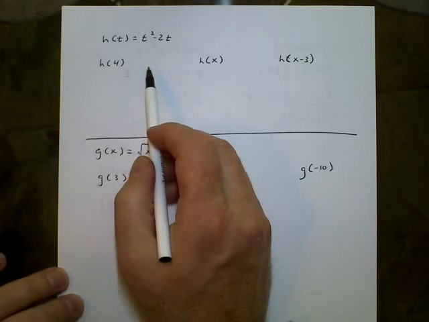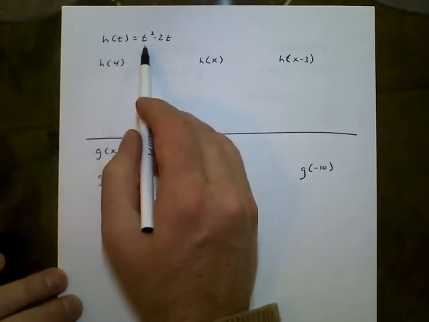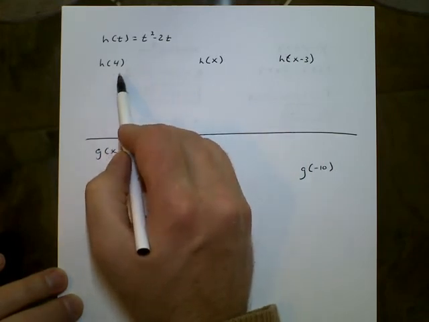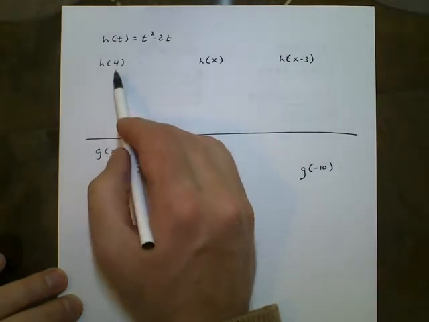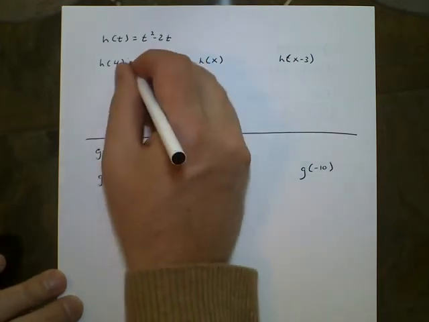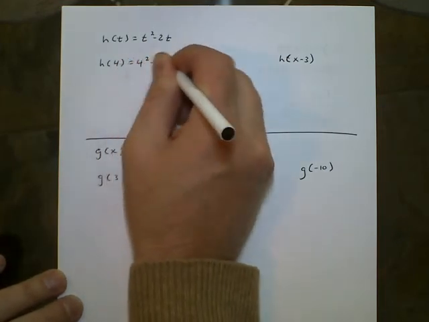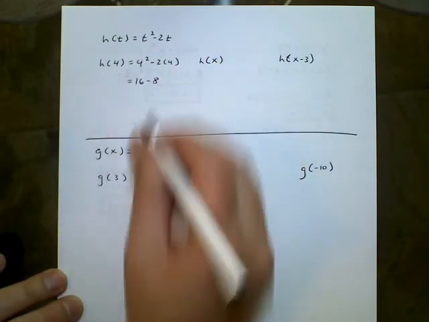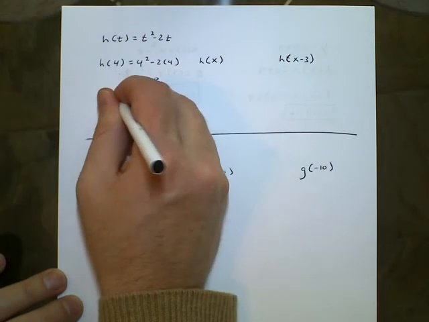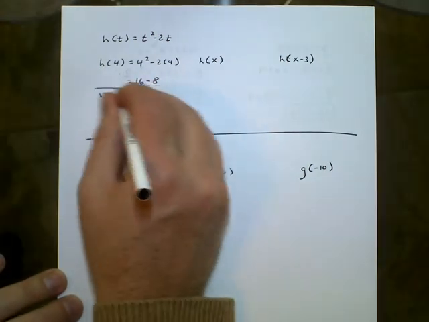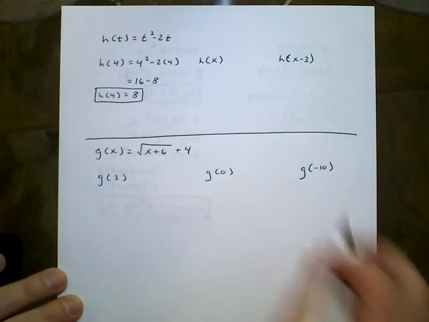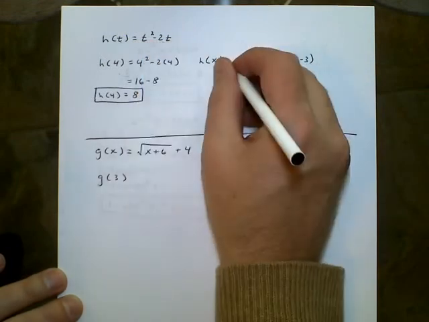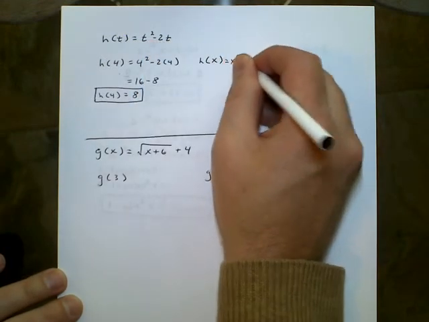So let's look at this top example here. If we're given the function h of t is equal to t squared minus 2t, and we want to find h of 4, that means whatever we change t to here, we have to change these t to, so that's going to be 4 squared minus 2 times 4, so we get 16 minus 8, and so our final answer, we would say that h of 4 is equal to 8. In our next example, to find h of x, whatever we change t to, we make it an x. That's just going to be x squared minus 2x.